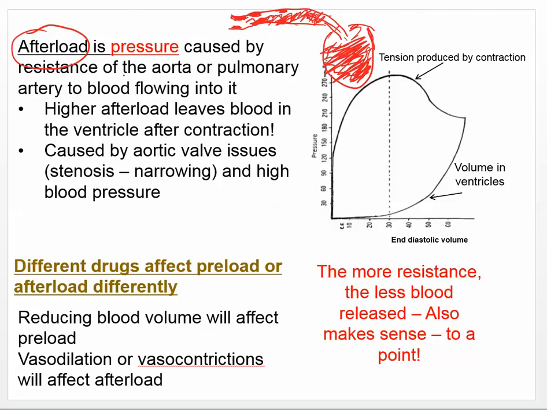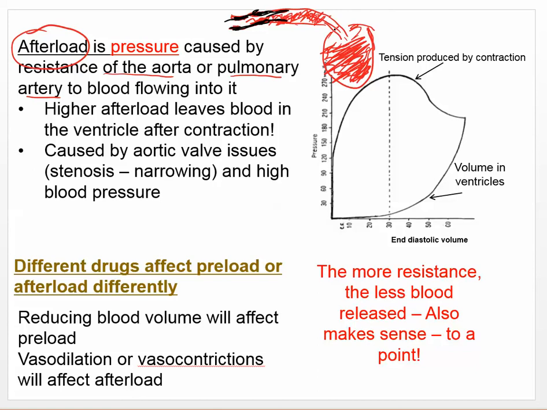Okay, so afterload is pressure that's caused by resistance of the aorta or the pulmonary artery. I don't mean to leave that one out. The aorta or the pulmonary artery to blood that's flowing into it. So usually it's caused by some kind of stenosis, or atherosclerosis is very common, some kind of higher blood pressure situation out here. Okay, so it's caused by aortic valve.